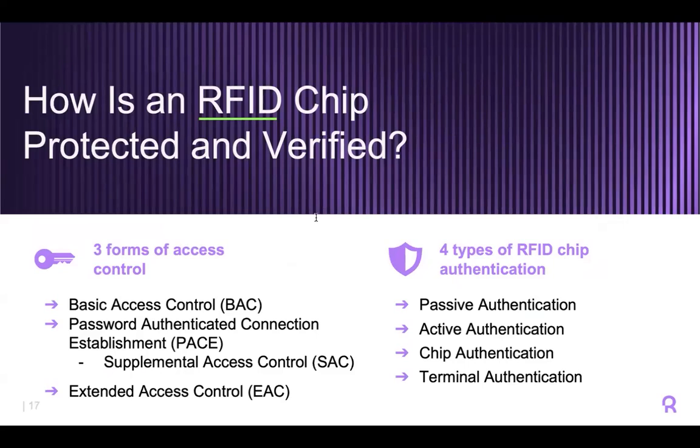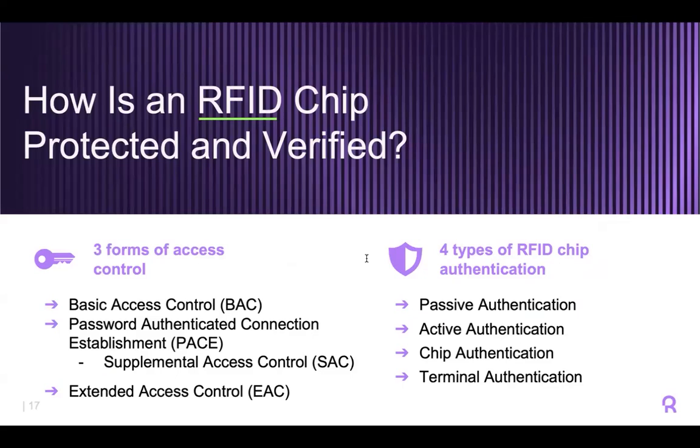There are three forms of access control currently used in electronic IDs. First of all, basic access control, BAC, is one of the earliest methods based on symmetric keys to secure communication between chip and reader, but it's still in use today. Next one is password authenticated connection establishment, PACE. It's a replacement of BAC, and it provides stronger protection.